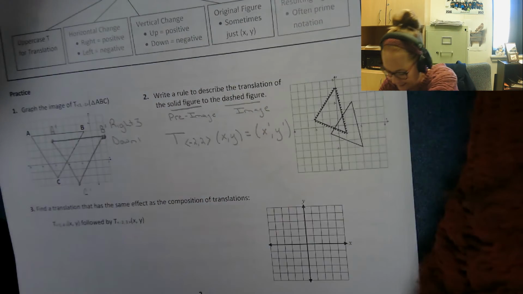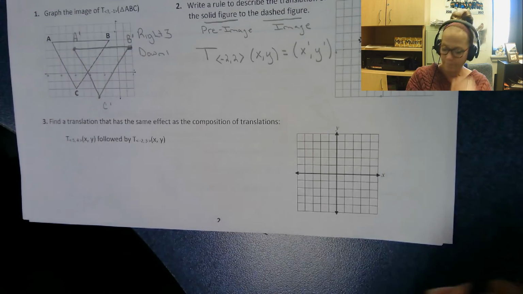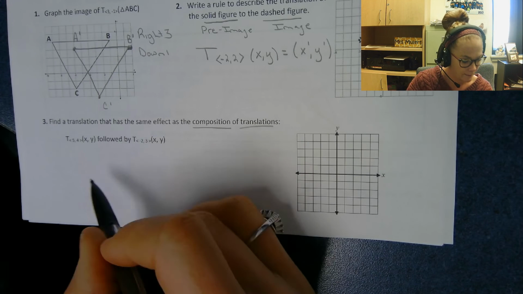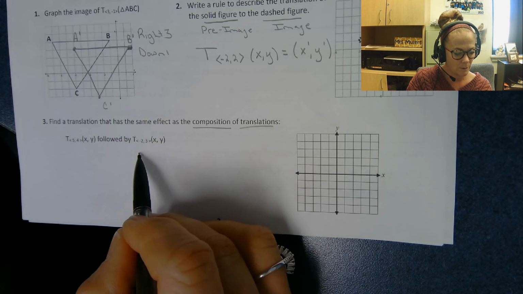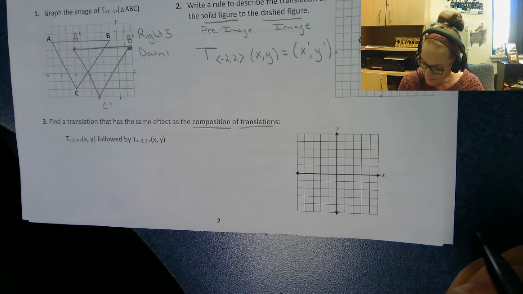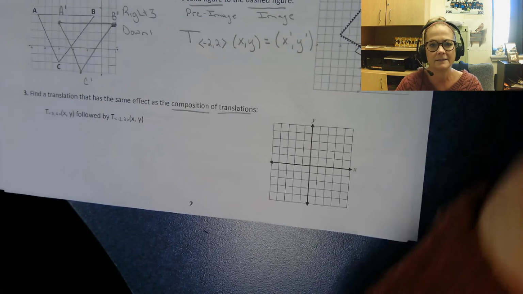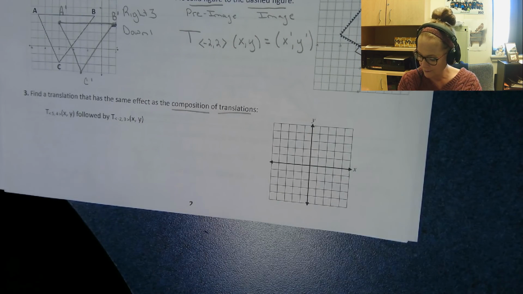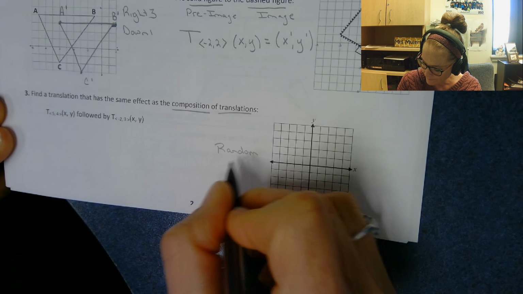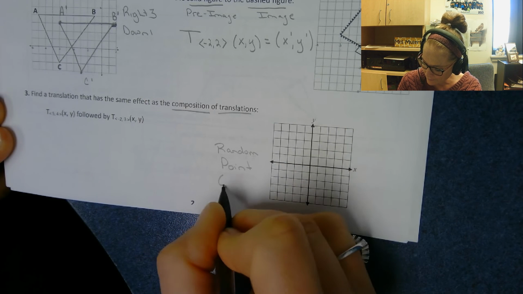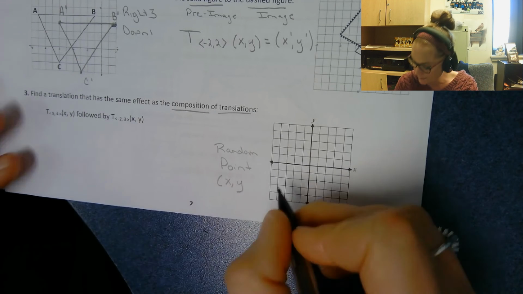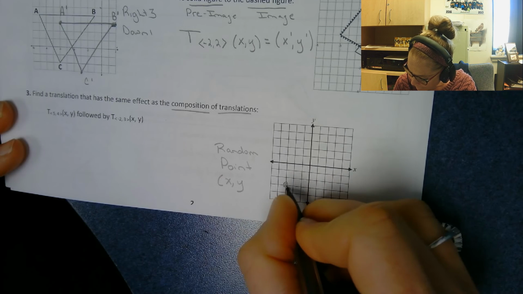All right, find a translation that has the same effect as this composition of translations. So this is 2 translations because it says that we're doing a right 5, up 4 of XY, and then it has another one. It gets a left 2, up 3. All right, so find a translation that has the same effect as this. So I've got a blank space here. So let's just pick a random point, XY. Okay, it doesn't say that I have a triangle. It doesn't say anything, so we can just do a random point. I'm just going to put a point right here, I don't know, right there. P.